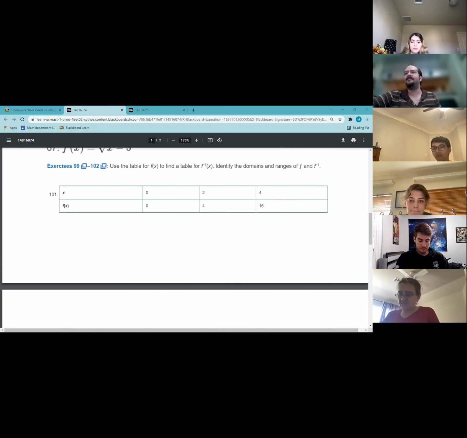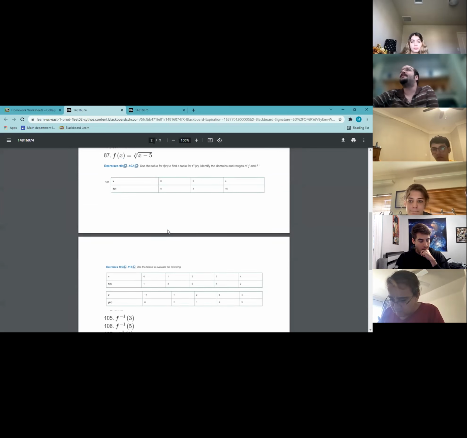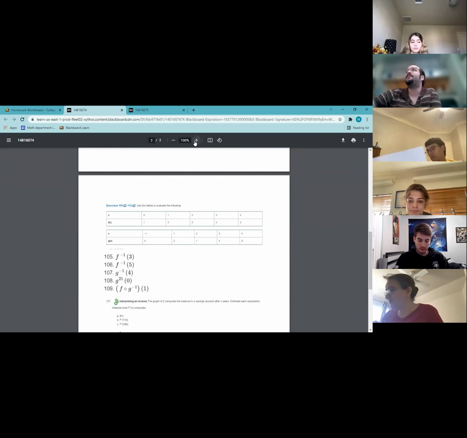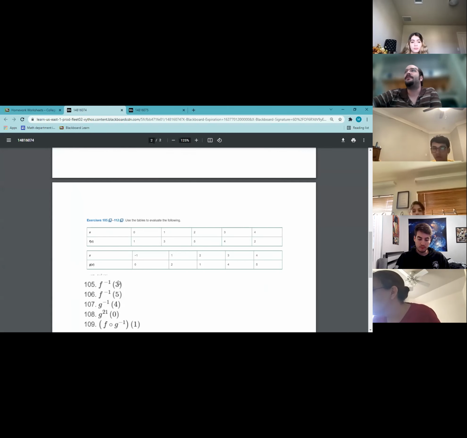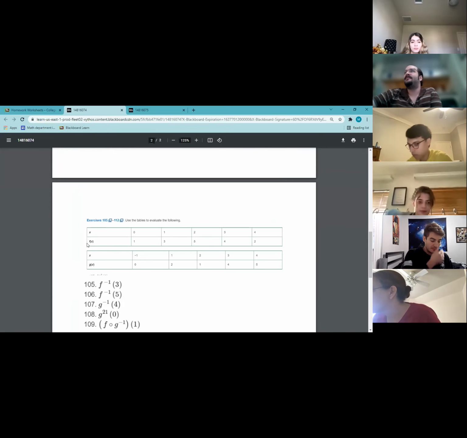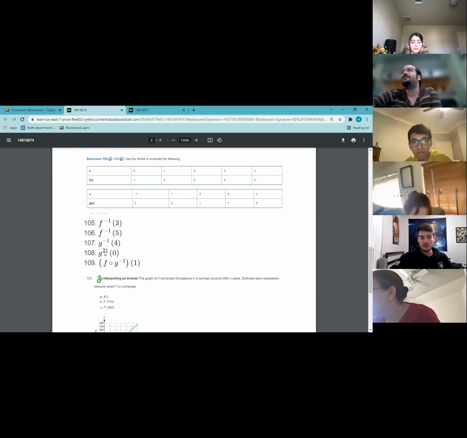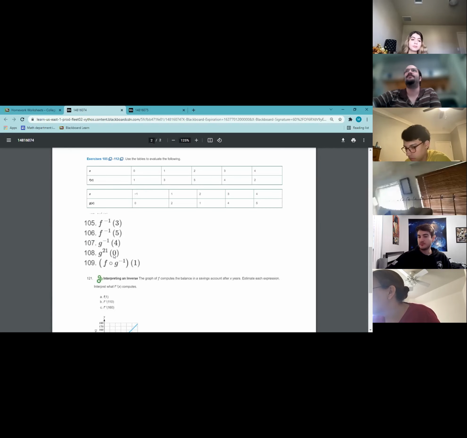All right, so I think that is the first page there. Let's zoom out maybe a little bit. All right, so what do we have next? So this is finding things from the table using this. So like f inverse of 3, we would use this table with the x and f of x. G inverse, this should be a g inverse of 0.